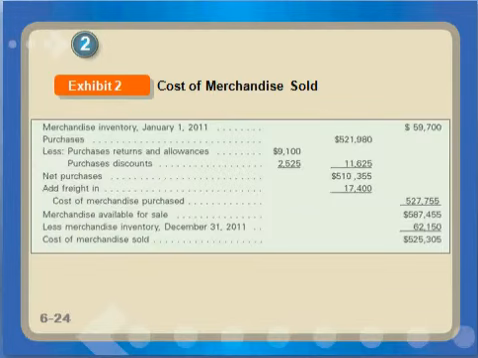This is our cost of merchandise sold, and this is a separate schedule, usually from the income statement. We start with our beginning inventory, and then we add in our purchases, less the purchase returns and allowances, and less the purchase discounts, getting our net purchases. Then we add in the freight, and that gives us the cost of merchandise purchased. So we add that to the beginning inventory, and that gives us merchandise available for sale. And then we subtract our ending inventory, and that gives us the cost of merchandise sold.